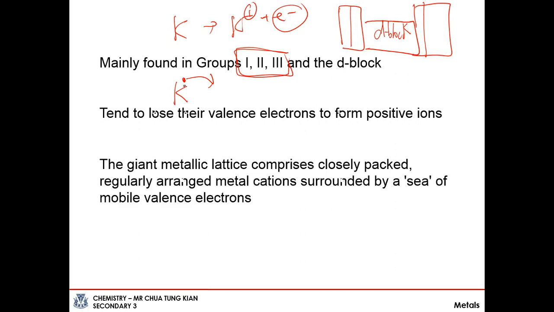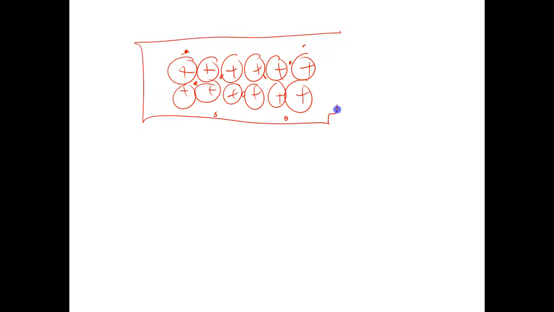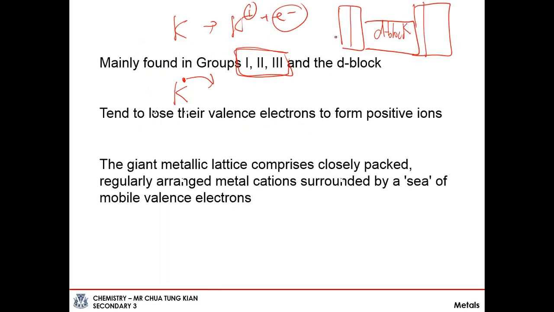The structure of metals: giant metallic lattice, closely packed. If you were to draw the lattice structure, it would be closely packed, closely packed, closely packed. And you have a sea of delocalized valence electrons. These are the cations. And the sea of delocalized valence electrons. So this is the giant metallic lattice.